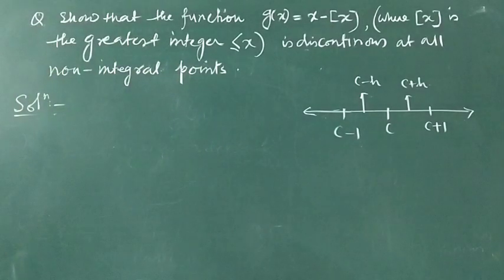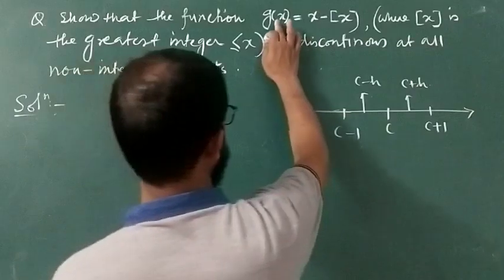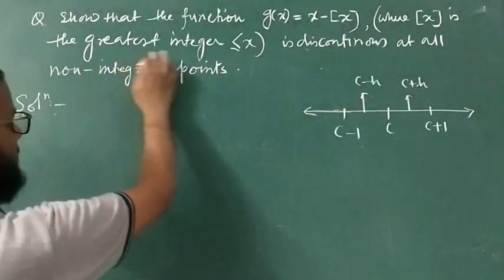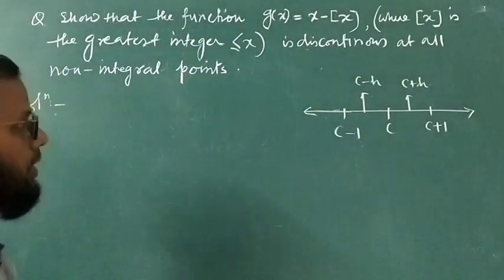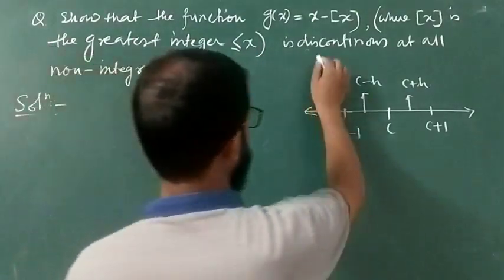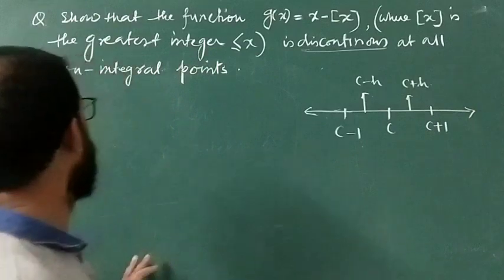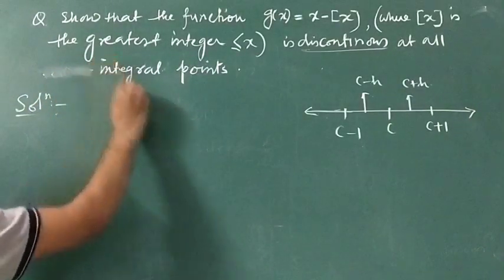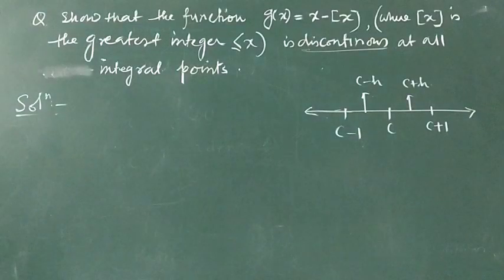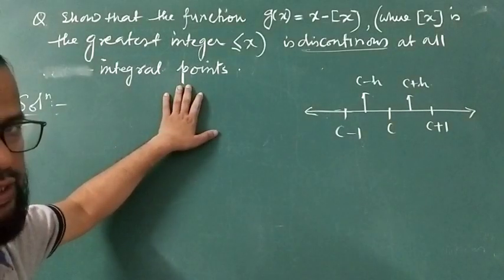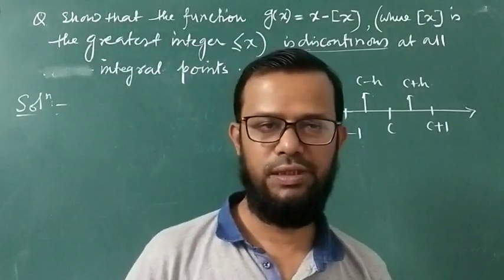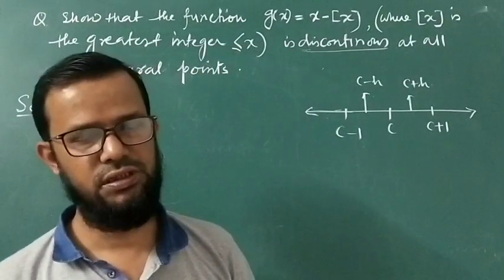Before going to solve this question, what is your question? Your function is g(x) = x minus [x]. What is [x]? [x] is the greatest integer less than or equal to x. You are to show that this function is discontinuous at all integral points. Integral points means integers, like 0, plus minus 1, plus minus 2, plus minus 3, this type of integers.